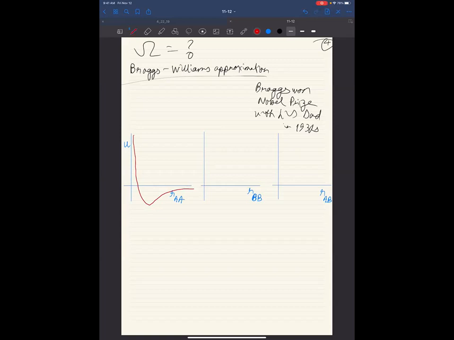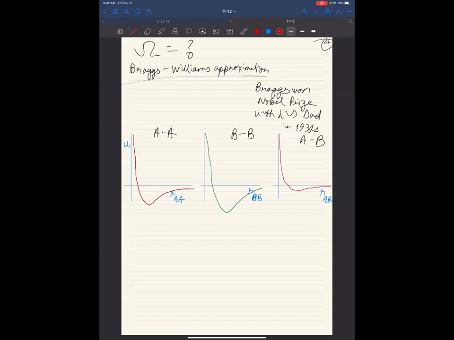So let's say we have 3 different curves. This one is for U between A and A. This one is for between B and B, and this one is for between A and B. So let's draw 3 curves. And notice something that I'm going to do. I made this one slightly deeper than AA, okay? And this third one, I make even higher. I make it like this, okay? So I have made 3 different depths for each of them.